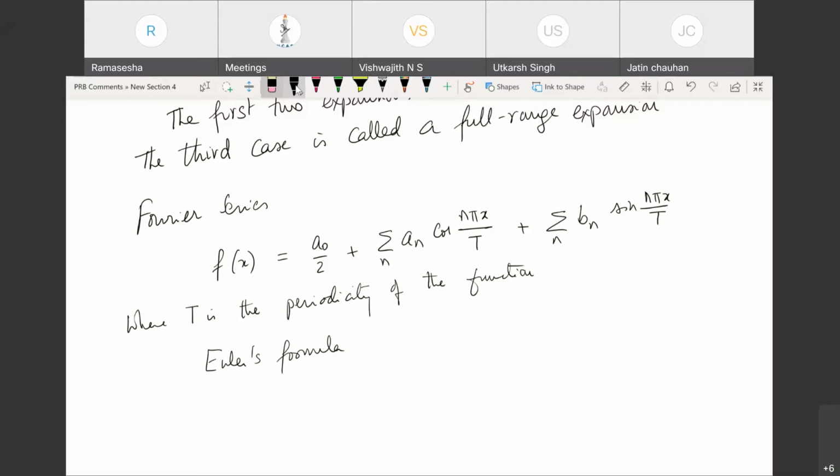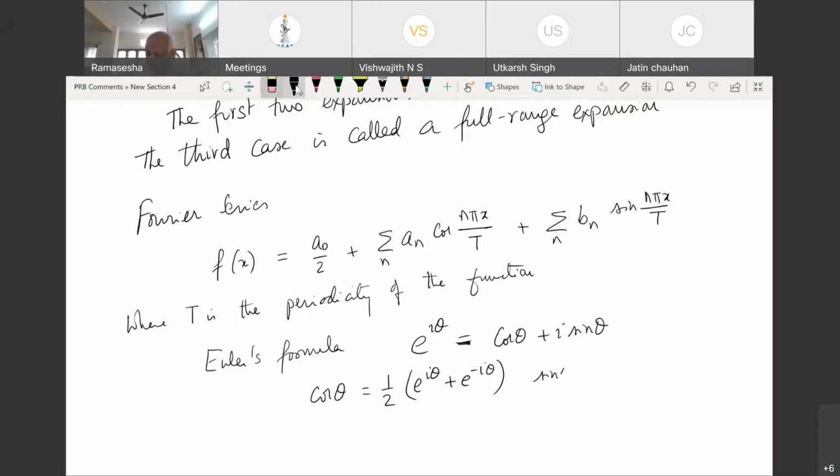So let me write down cos theta as equal to one half of e to the power i theta plus e to the minus i theta. And sin theta I can write as 1 upon 2i times e to the power i theta minus e to the minus i theta.